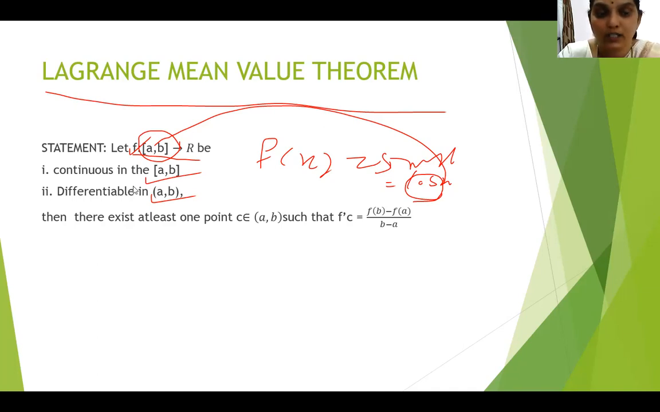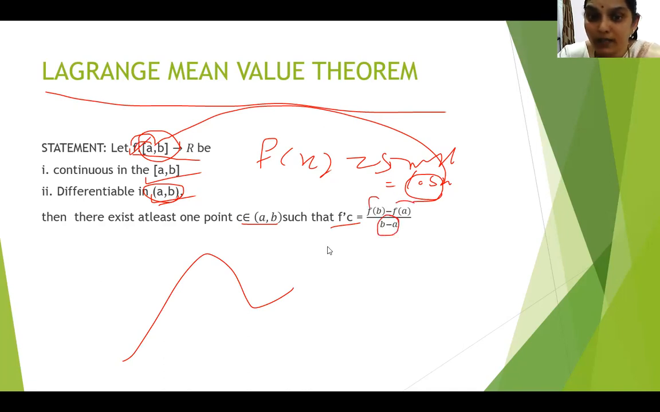Once these two conditions are satisfied, then there exists one point say C within the open interval AB, such that how will that C be? That is, f dash C is the ratio of f of B minus f of A divided by B minus A. In our Rolle's theorem, what happened? F of B is equal to f of A. Once f of A is equal to f of B, f dash C becomes equal to 0.